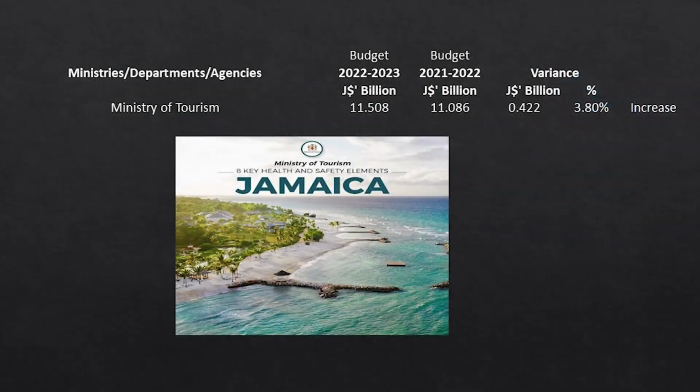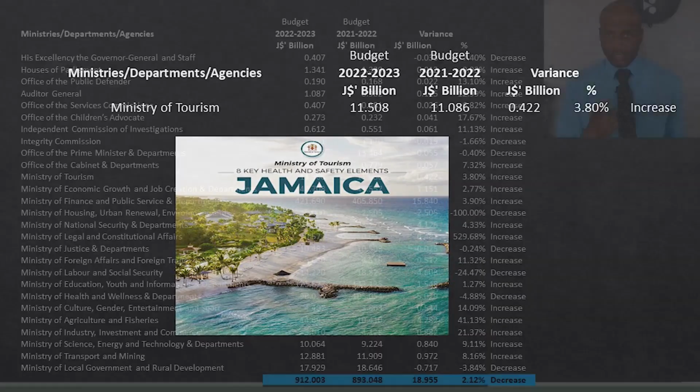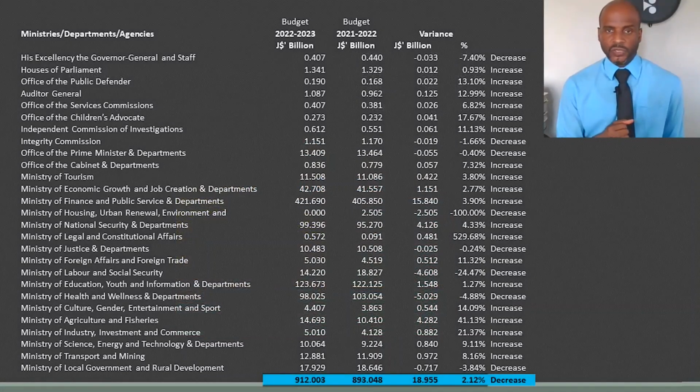Ministry of Tourism got a slight increase. It's $11.508 billion that the Ministry of Tourism will be allocated in the next financial year, compared to $11.086 billion in the 21-22 financial year, which is really a 3.80% increase over the 21-22 year.